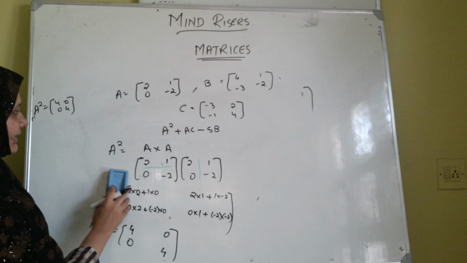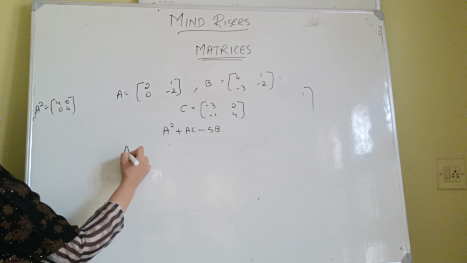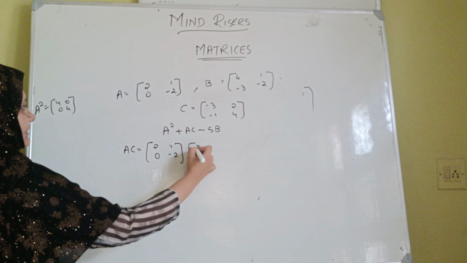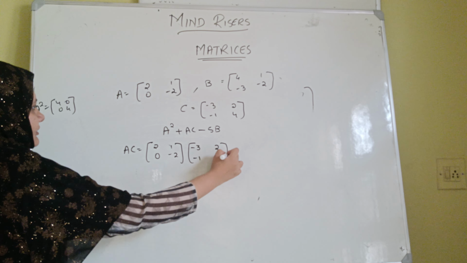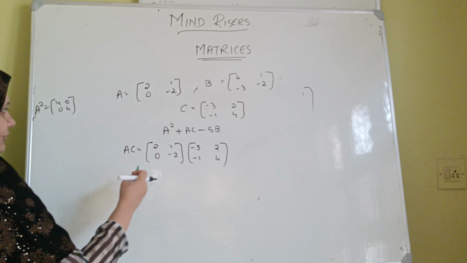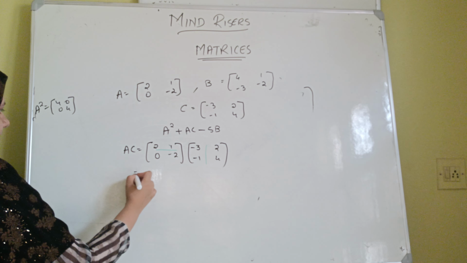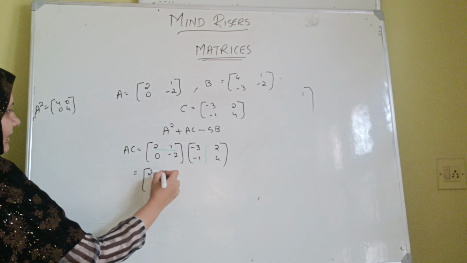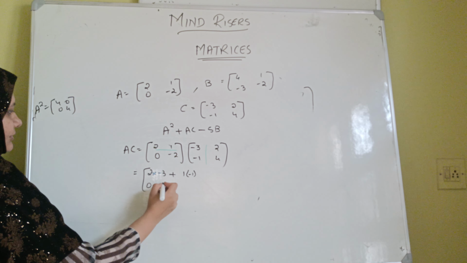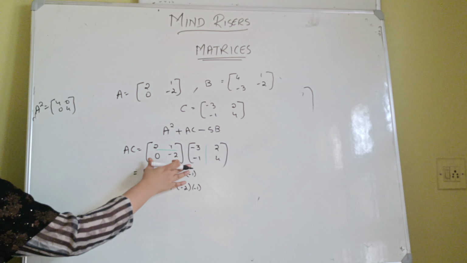Now we'll find the value of AC. So A is 2, 0, 1, minus 2. C is given as minus 3, minus 1, 2 and 4. Again let us draw this horizontal line and vertical line only so that we do not get confused. So 2 into minus 3 plus 1 into minus 1, then 0 into minus 3 plus minus 2 into minus 1. So this is only for the first column.